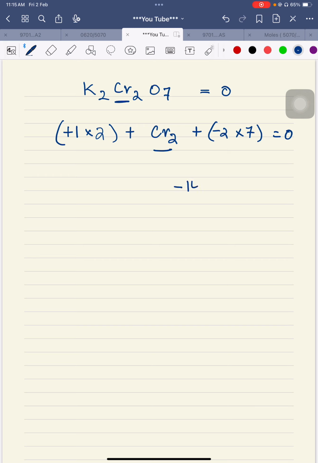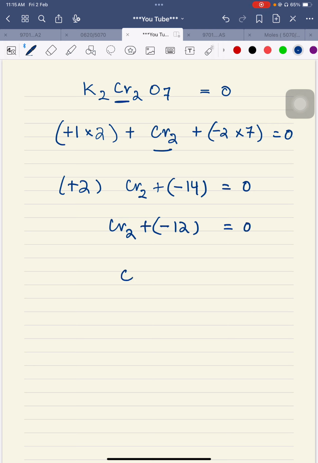7 times minus 2 is minus 14, and it is plus 2 here as a result of plus 1 times 2. Minus 14 and plus 2 difference is minus 12. That I am going to write as it is, and this is here too. It is 0 and it is 0. When this minus 12 will go on the other side of the equality, it will be plus 12.